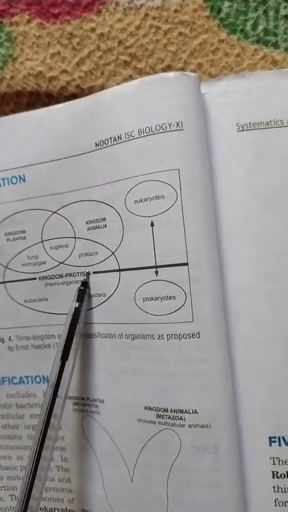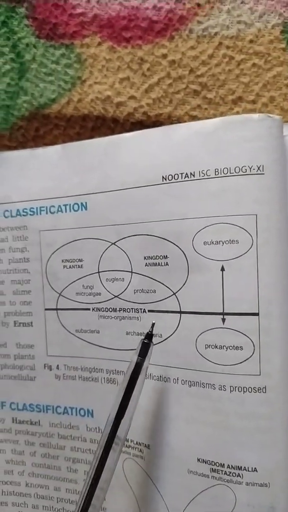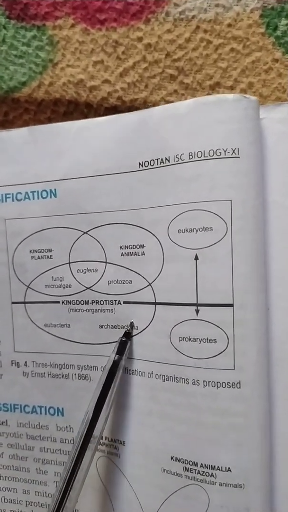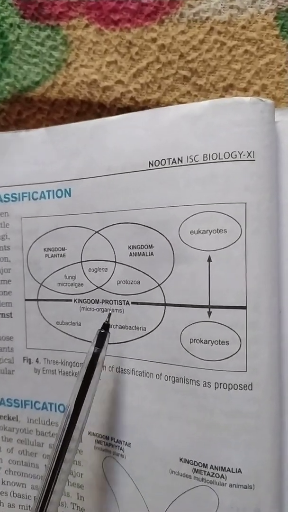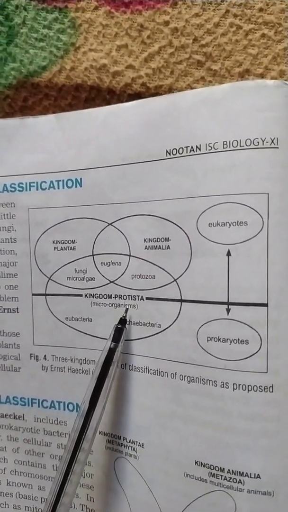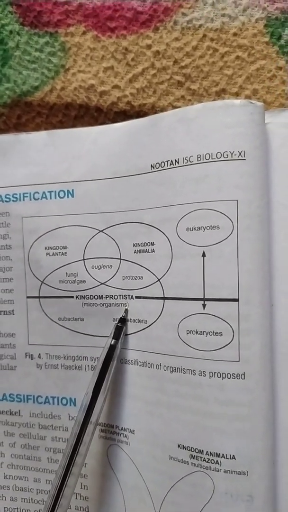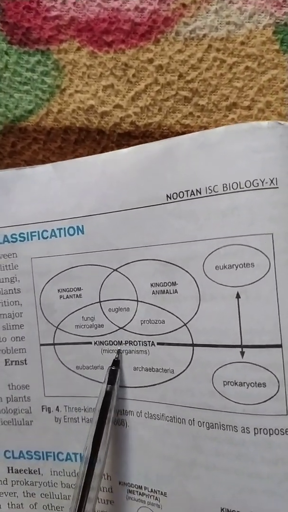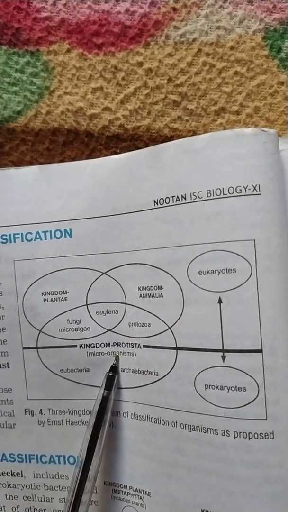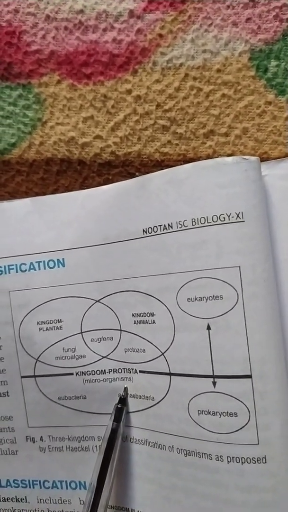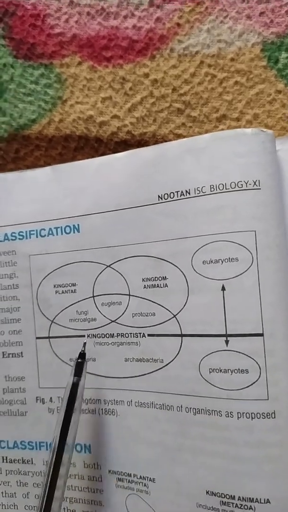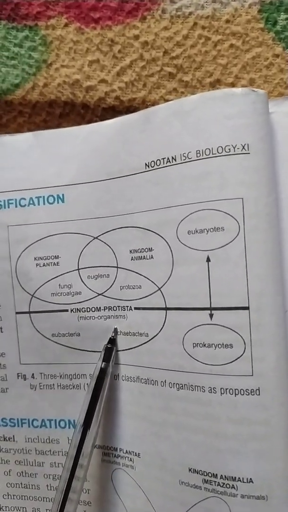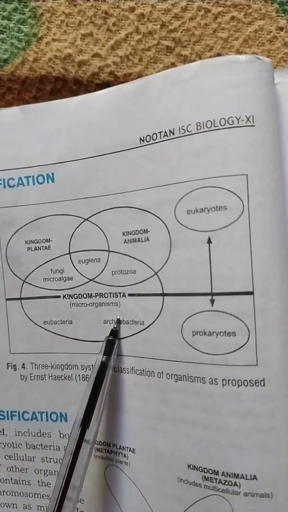Major difficulty was in assigning bacteria, slime molds, and other unicellular organisms to one of the two kingdoms in the above two kingdom classification. So the problem of how to assign the proper kingdom to the bacteria, slime molds, and unicellular organisms was solved by giving a third kingdom, known as Protista. This third kingdom was added by Ernest Haeckel in 1866.